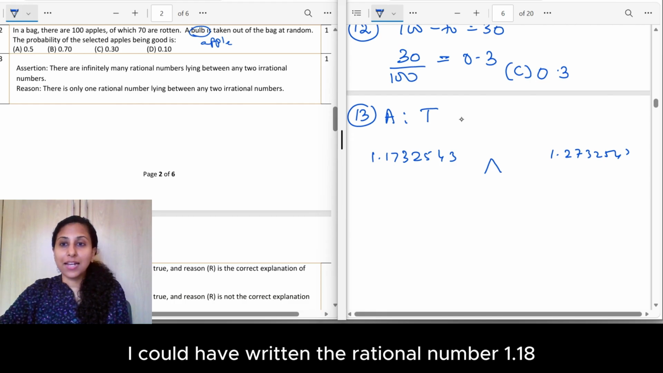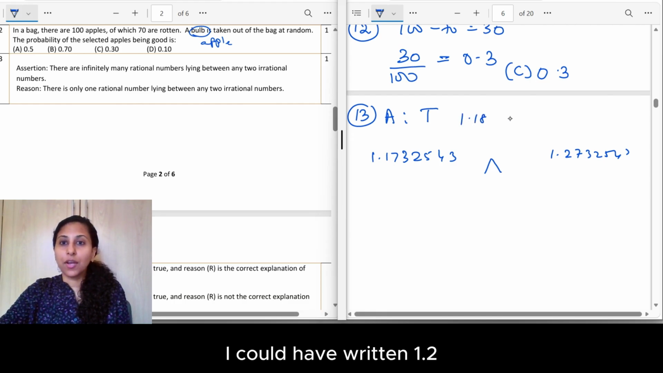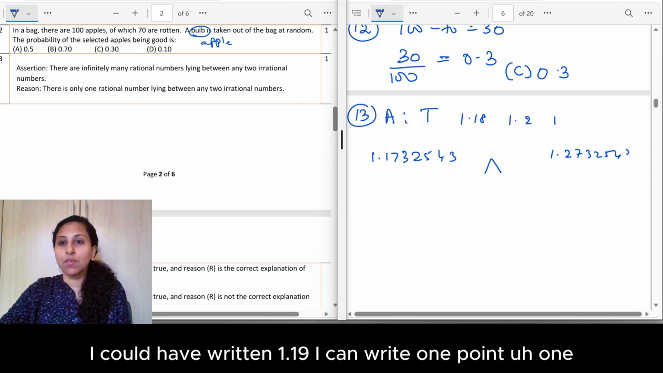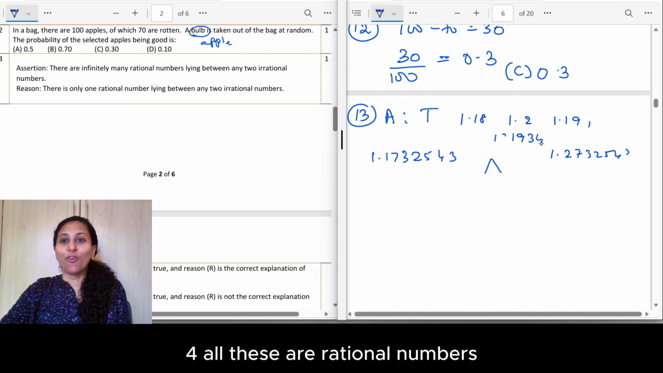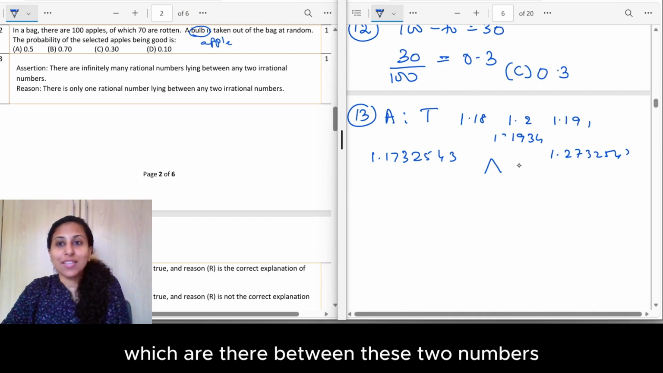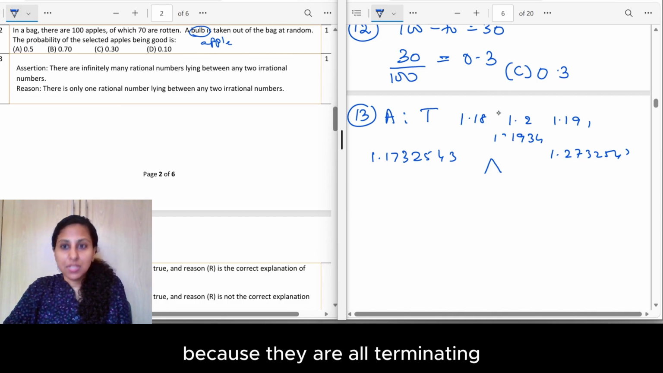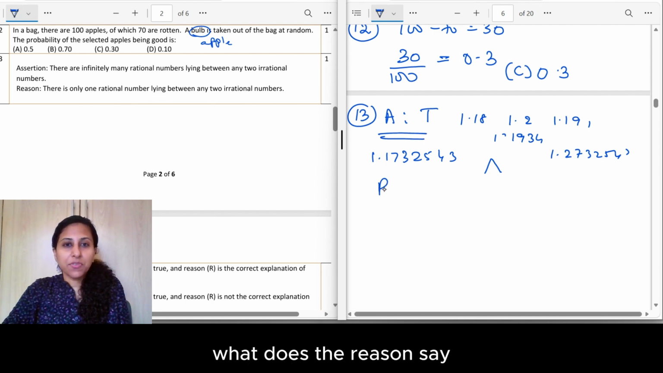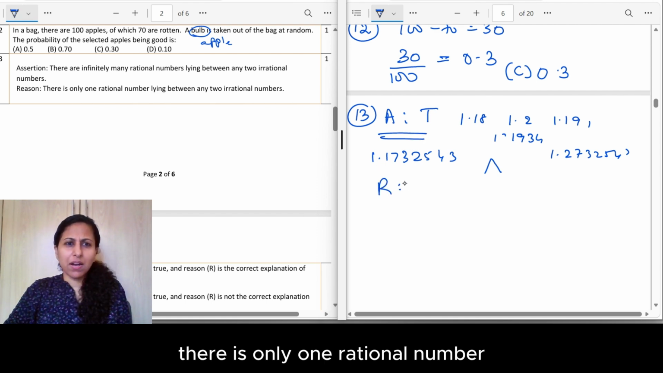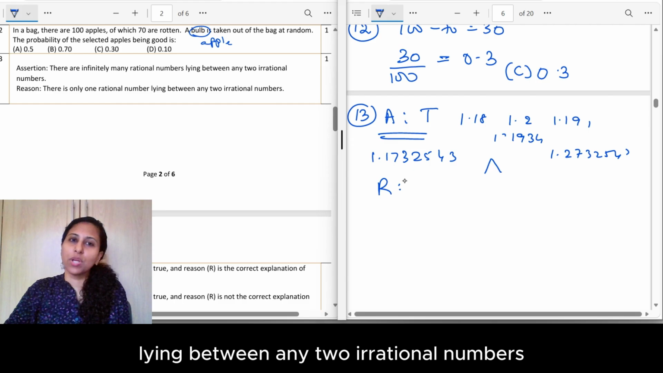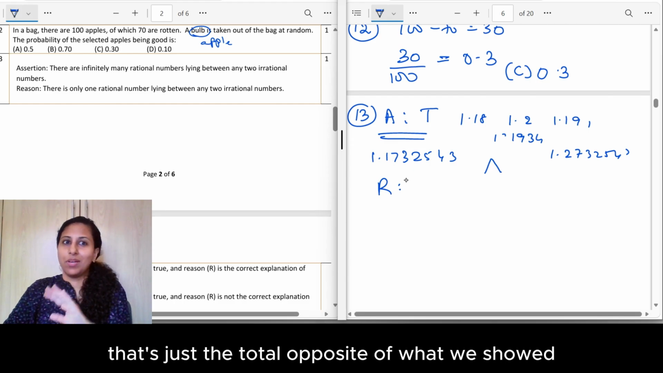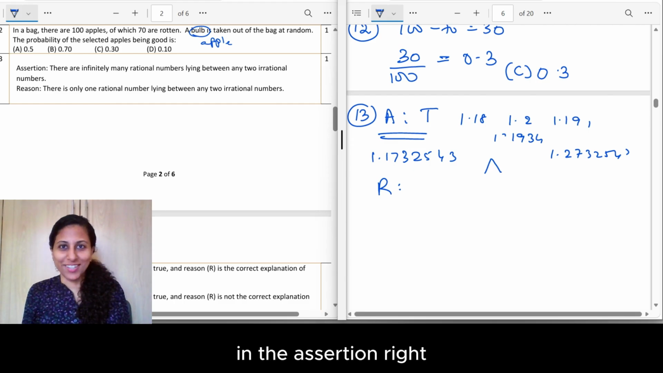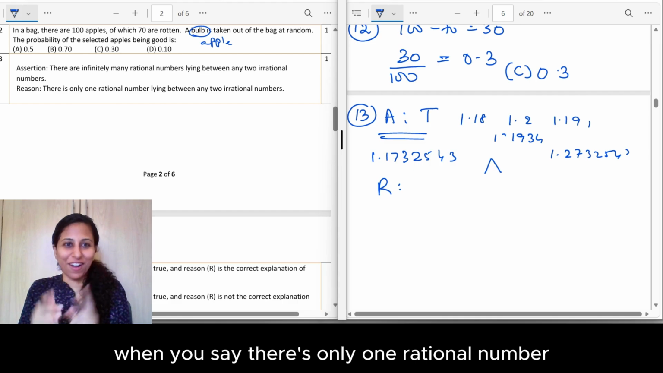I could have written the rational number 1.18. I could have written 1.2. I could have written 1.19. I can write 1.1934. All these are rational numbers which are there between these two numbers because they're all terminating. So this is definitely true. What does the reason say? There is only one rational number lying between any two irrational numbers. That's just the total opposite of what we showed in the assertion, right? When you say there's only one rational number.